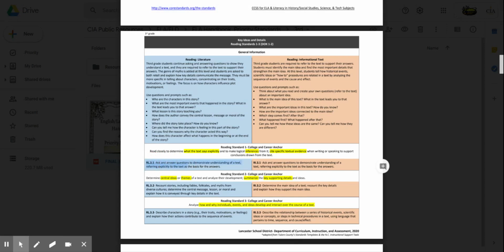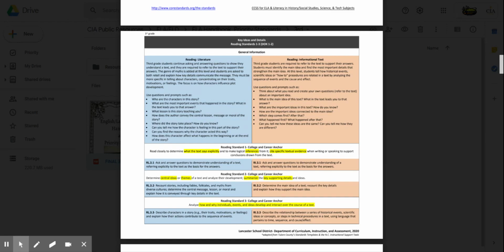Our RL.3.1 and our RI.3.1. Notice that they are basically the same skill. Both of these skills in literature and informational text are working toward this anchor standard, okay? That anchor standard is broken down into your RL or RI simply based on whether you're reading fiction or nonfiction text, okay?